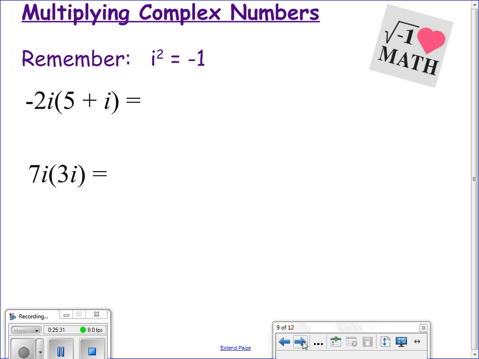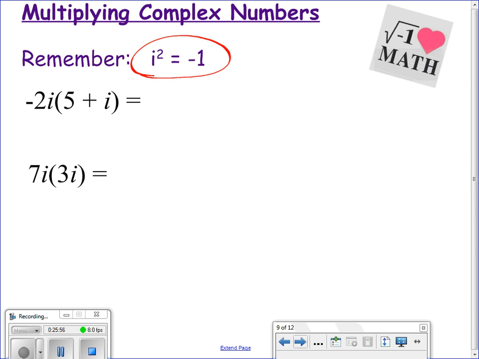The last thing we need to cover is multiplying complex numbers. We looked at multiplying with the radicals. Now we need to multiply with the i's. If you remember back when we first introduced i, we talked about i being the square root of -1, then i squared equals -1. So you're going to have to remember that little fact right here. i squared equals -1. You have to remember that.